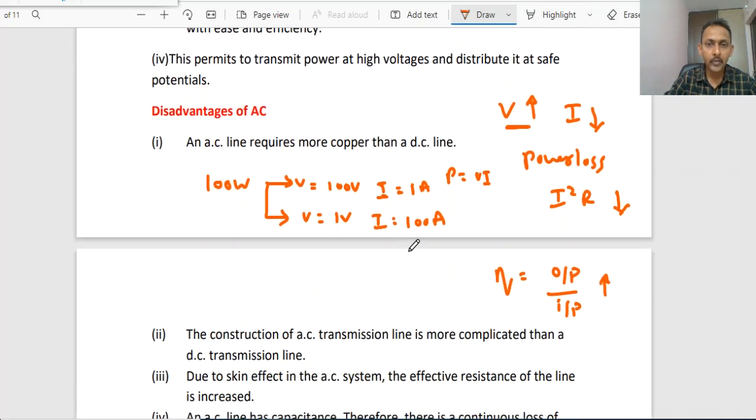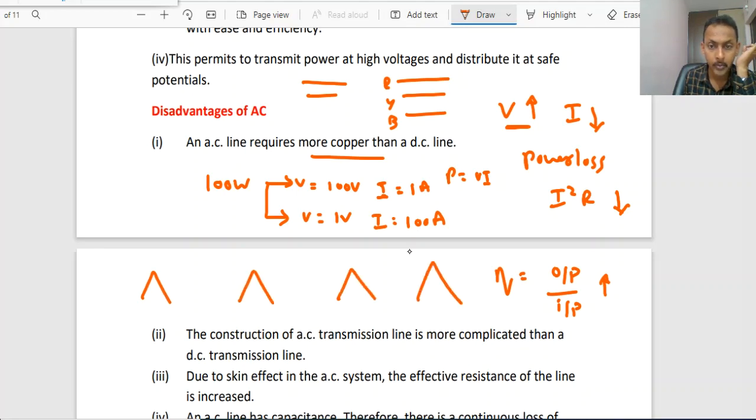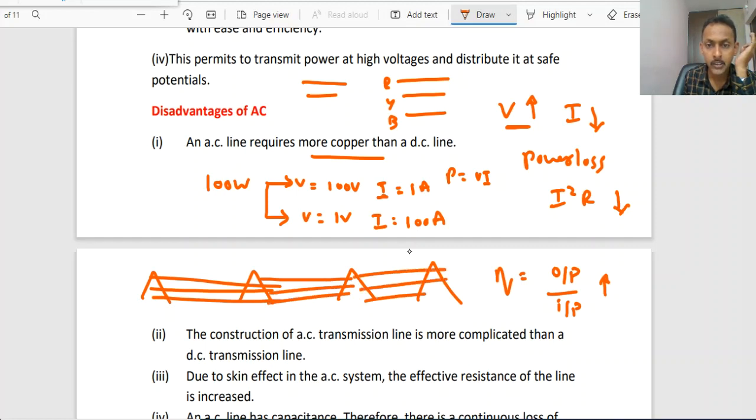So the disadvantages of AC are, as we discussed earlier, if it is DC, only 2 lines are required. If it is AC, 3 lines are required. Obviously, more copper is required than for a DC line. And for construction of the AC transmission lines, huge big towers have to be constructed where these 3 lines are to be accommodated, right?